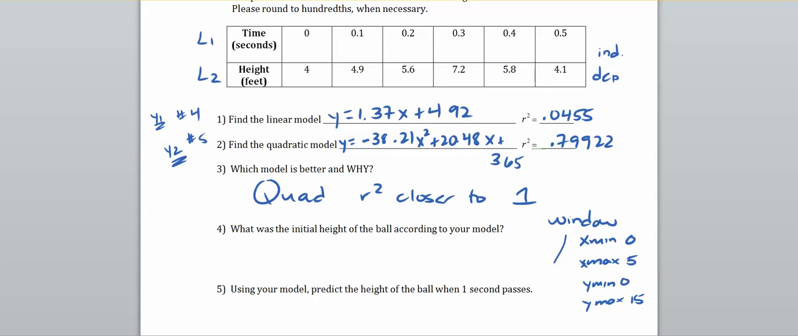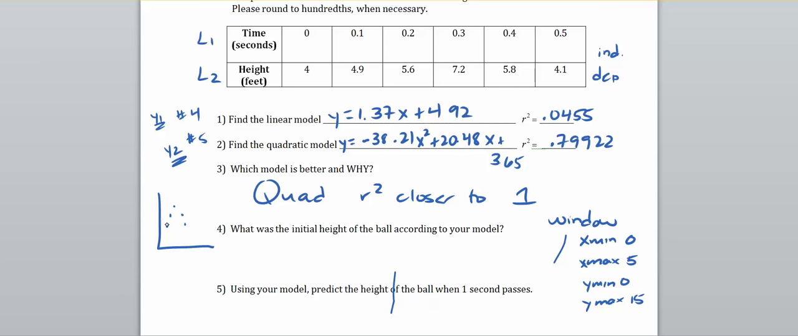I'm going to press graph, and I should see my scatter plot as well as the linear and the quadratic data. And if you look, it kind of looks like this. They're both pretty bad models. 0.04, that's terrible. 0.799, that's closer to 1. But if you look, your data kind of looks like this, right? So your data looks like this.